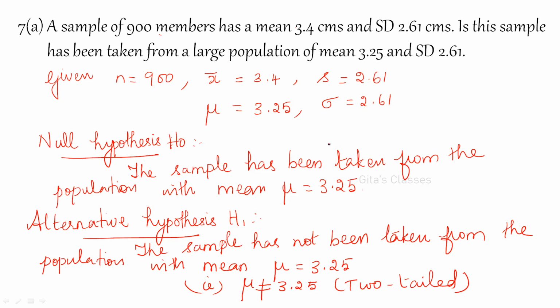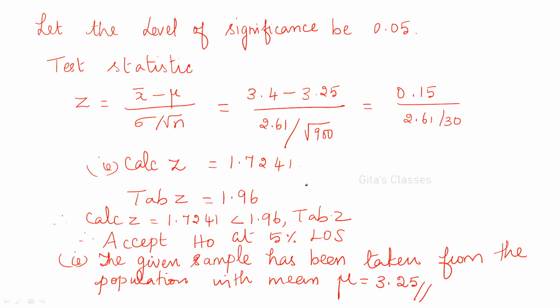And null hypothesis is no difference from the mean of the population, that is mu is equal to 3.25. Means what? The sample has been taken from the population with mean mu is equal to 3.25, and there is no other clue for less than or greater than, therefore you can consider it as mu not equal to 3.25, that is the sample has not been taken from the population with mean mu is equal to 3.25, therefore it is two-tailed.